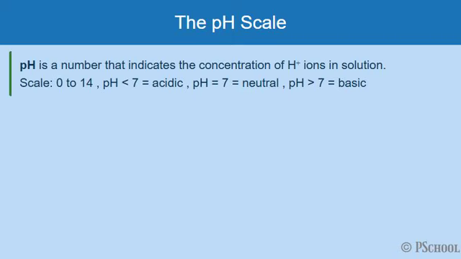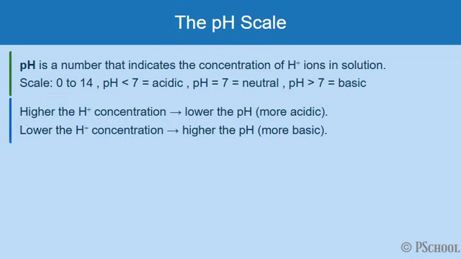pH is a number that indicates the concentration of H+ ions in a solution. The scale runs from 0 to 14. pH less than 7 is acidic. pH equals 7 is neutral. pH greater than 7 is basic.